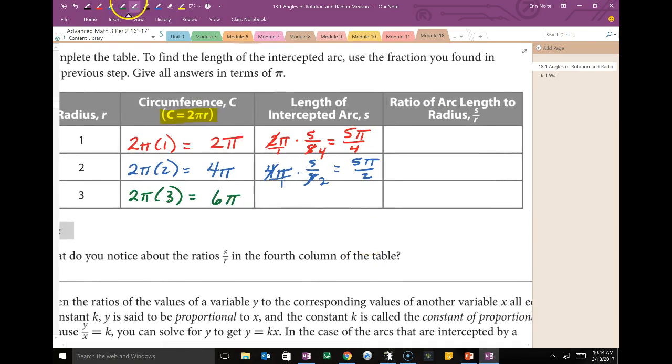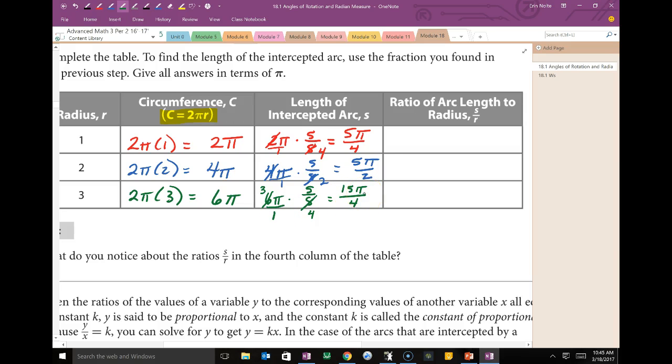There we go. And on my third one, I'm going to take my 6 pi and multiply that by 5/8. So 6 pi is 6 pi over 1. 6 and 8 can be reduced by 2. So 6 becomes 3, 8 becomes a 4. Multiply straight across. I have 3 pi times 5, so 15 pi. 4 times 1 is 4.